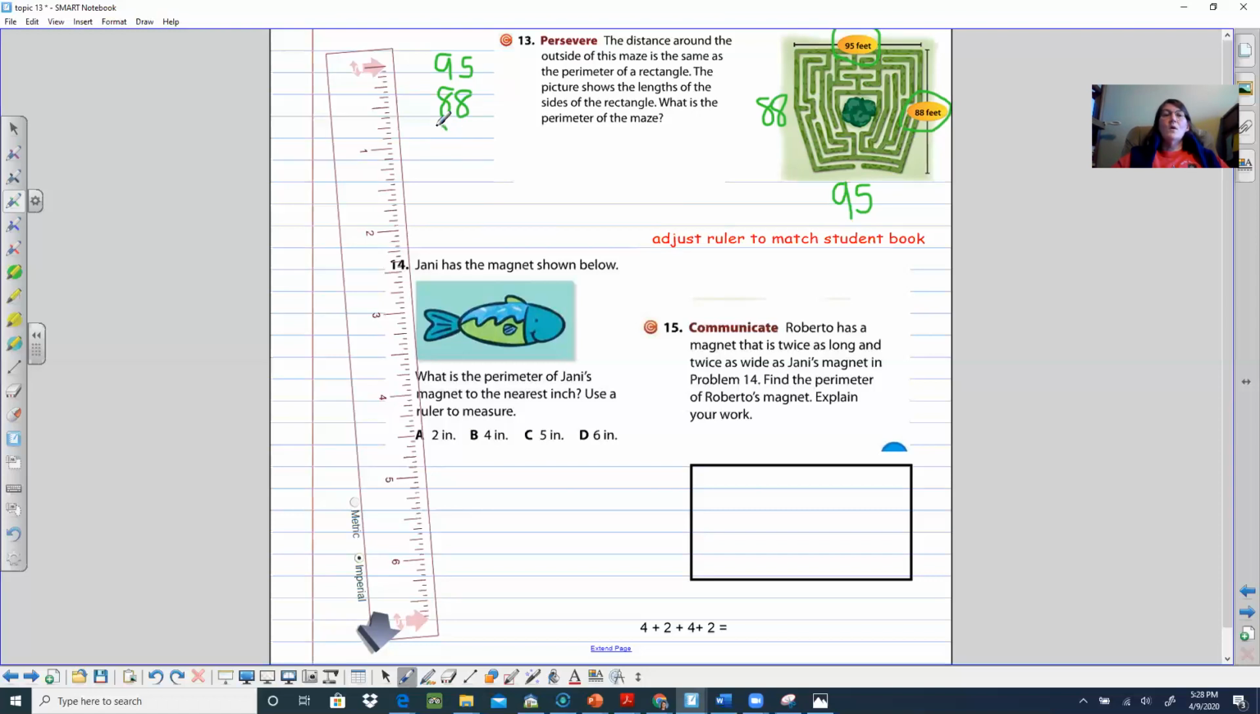I know some of you might have wanted to group your 95s and group your 88s. Sometimes that's an okay strategy, but you can accidentally leave numbers out when you have a whole bunch of numbers if you do that strategy. So I'm not going to take that shortcut.